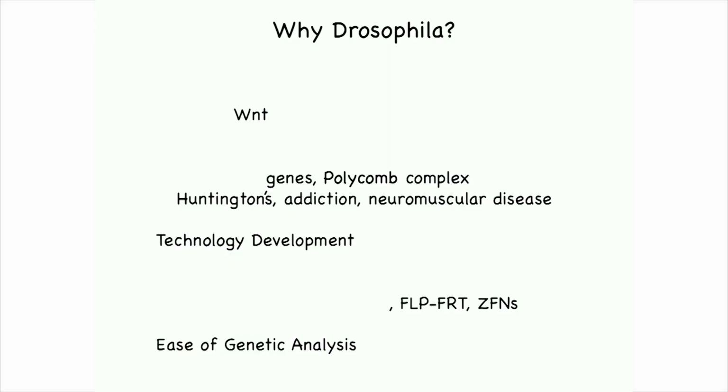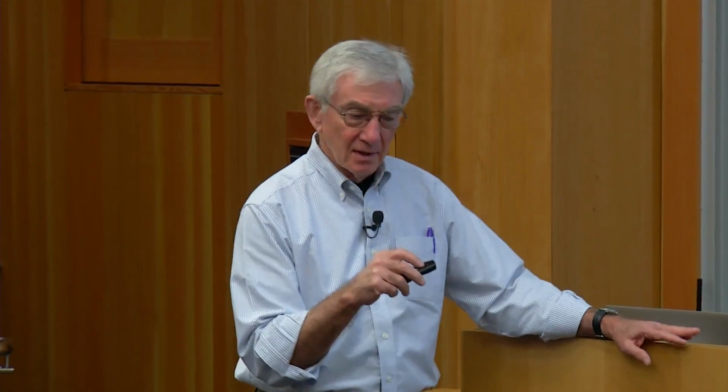It's also been an important place for working out gene function. So the homeobox genes were discovered and their function was worked out in Drosophila. The Polycomb complex that I listed here, the broad repression complex in genomes throughout the biological world, was discovered and worked out in Drosophila. Many human diseases have been modeled in Drosophila, and I'm going to show you, I hope, some examples of that, depending how things go, including Huntington's disease, some aspects of addiction, neuromuscular diseases.